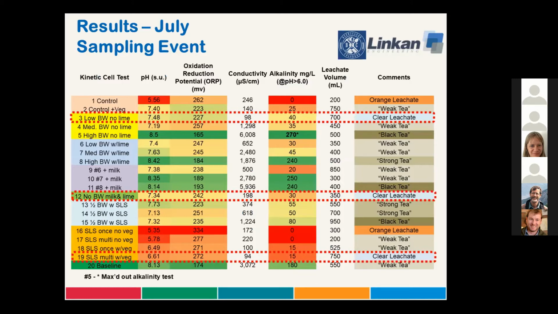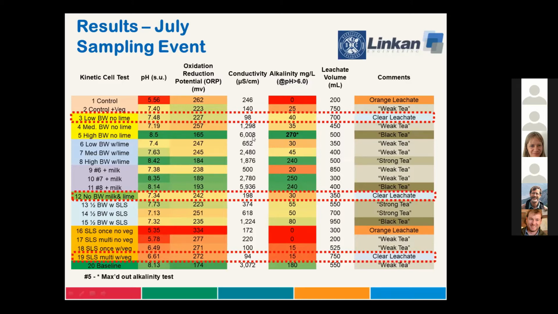So here are the field measurements from the July event. There's a lot of data here, but let's focus on the clear leachates that are highlighted here. Numbers 3, 12, and 19. They have consistently low conductivity numbers. Circumneutral pHs, 7.5, 7.3, 6.6, and modest alkalinity numbers, 40, 30, 15 milligrams per liter. Not as high as some of them. I mean, 270 milligrams per liter.